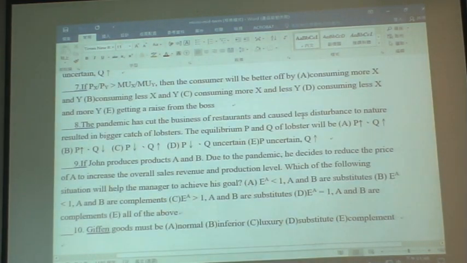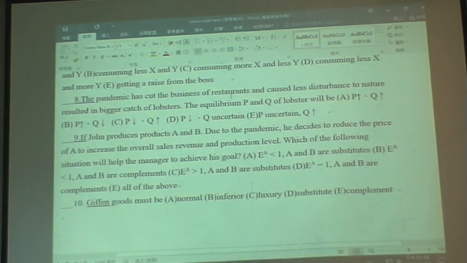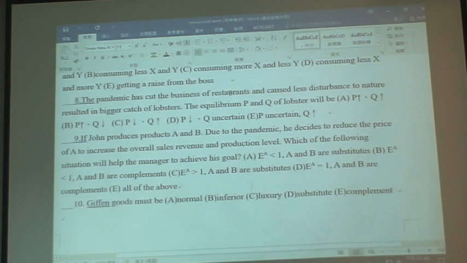Question 8, Hong Daochen. The pandemic has hurt the business of restaurants and caused a disturbance to the cost of catching lobster. What will happen to the equilibrium P and Q of the lobster? Okay, in this case, we are talking about restaurants, right? Restaurants need to buy materials, okay? In this case, lobster. But because of the pandemic, the restaurants are closed down, right?